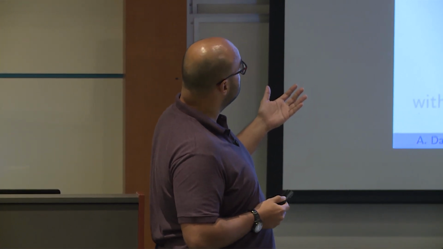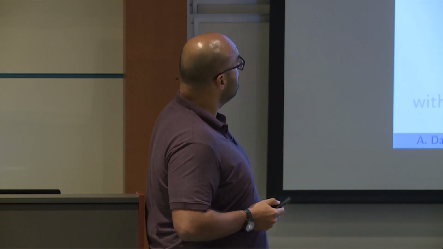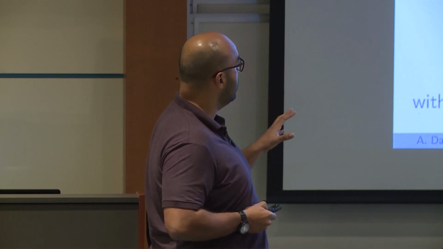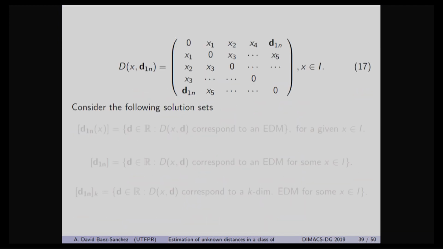OK, so let's go back to interval data. This is the situation, and this is an example of it. Let me represent this kind of situation with some notation. This is interval data. We can use this as an x variable with entries x1, x2, x3, x4, each of these entries belonging to an interval. So you can represent this interval data as a matrix with x varying in a set. This is a set, but it's not an interval, it's just a set in some space. This is a more general situation here.